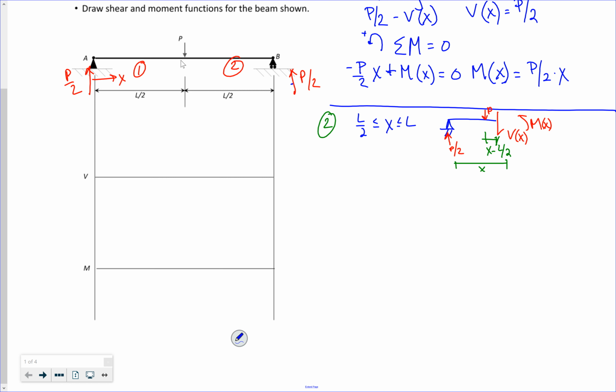So, if I take the sum of the forces in the y direction, I get P over 2 acting up minus P acting down, V of x acting down equals 0. Solve for V of x, and I get negative P plus P over 2, so minus P over 2.